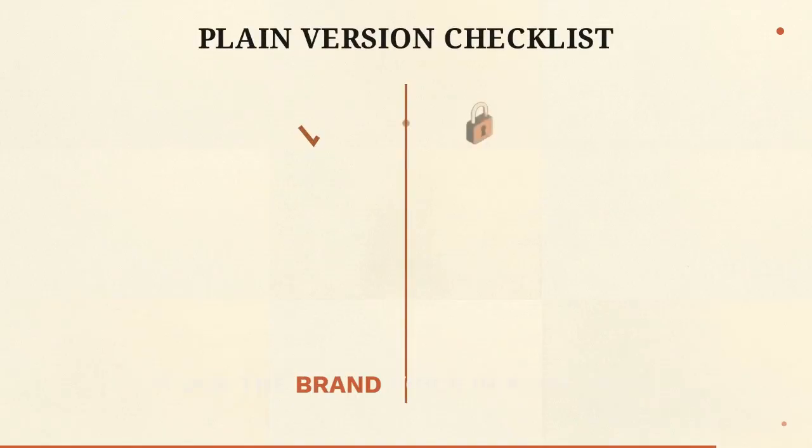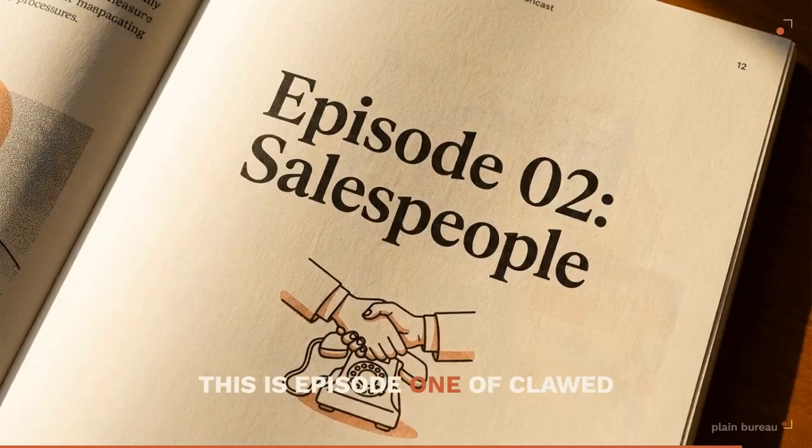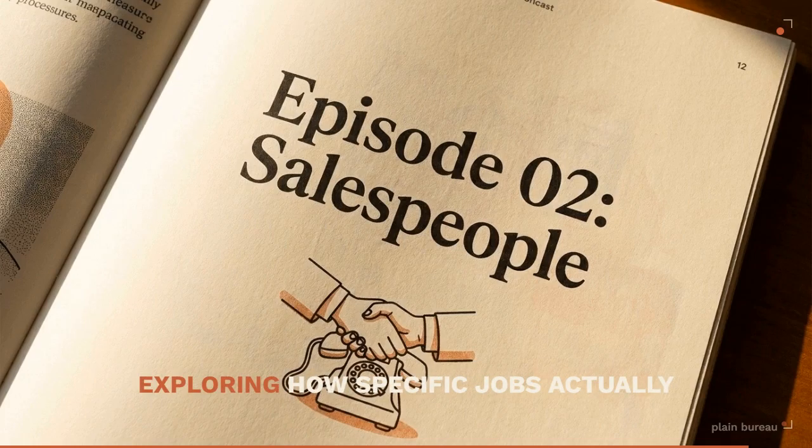That is the plain version checklist. Lock the brand voice in a project, turn one brief into a full campaign set, build the asset, and automate the recap. This is episode 1 of Claude at Work, exploring how specific jobs actually use these tools.